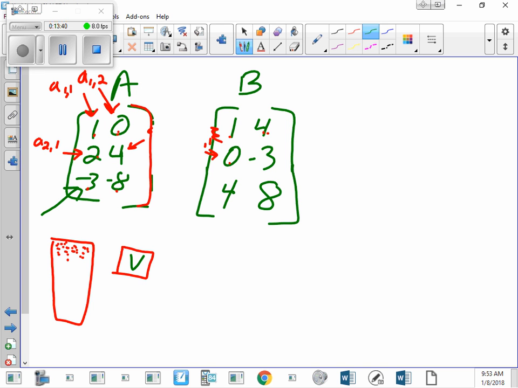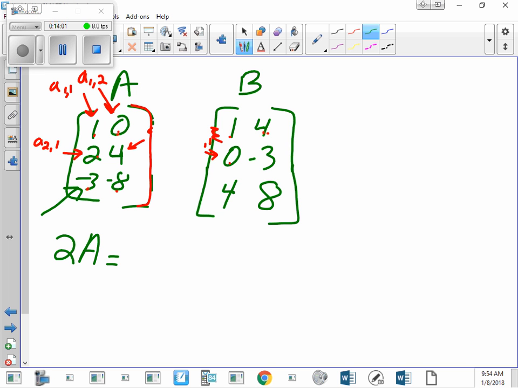Well, one way to change matrices, let's say that I had a picture and I wanted to bring out the reds. So I'm going to take matrix A, and these are the red values inside a matrix. I want to make the matrix twice as red as it used to be. So 2 times A. What would that do to the matrix? It would double every value inside the matrix. So 2A would be 2, 0, 4, 8, -6, -16.